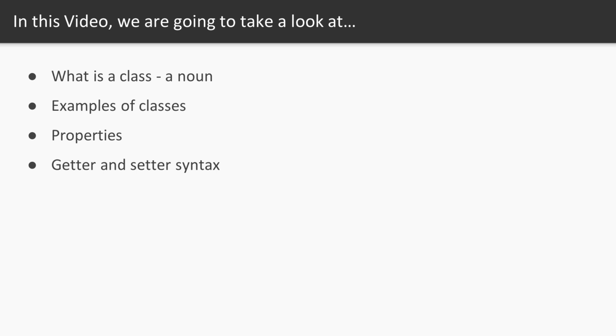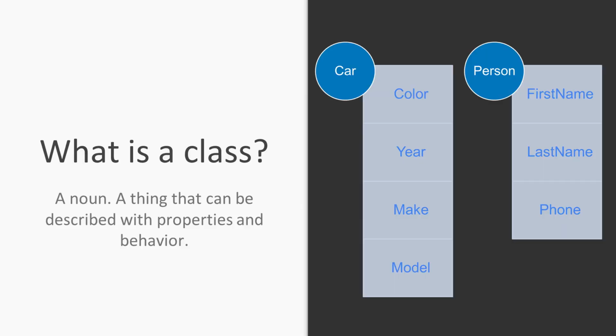So in this video, our focus is on classes. So we're going to take a look at what is a class. Essentially, a class is a noun. We'll consider some examples of classes. We'll talk about properties, and then we'll talk about getter and setter syntax as well. So first of all, what is a class?